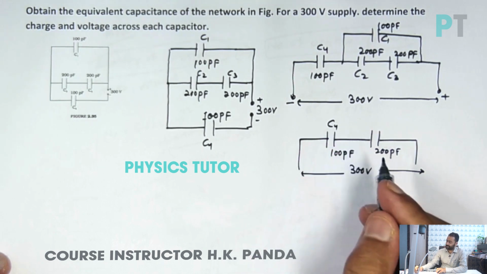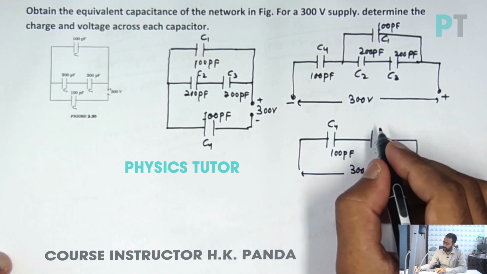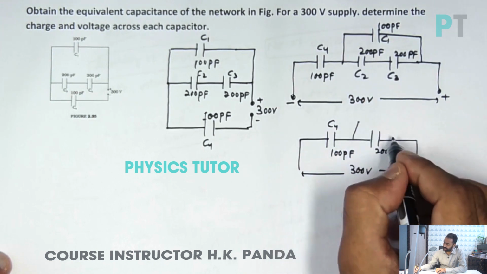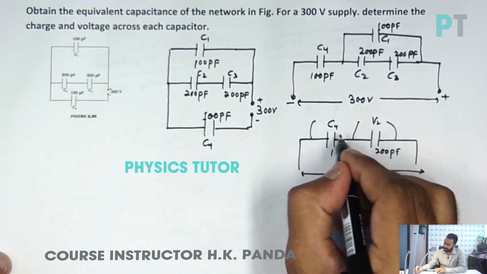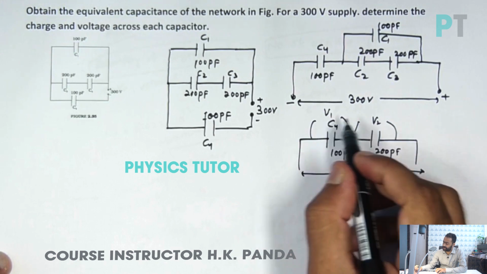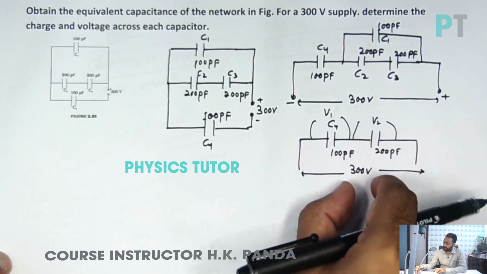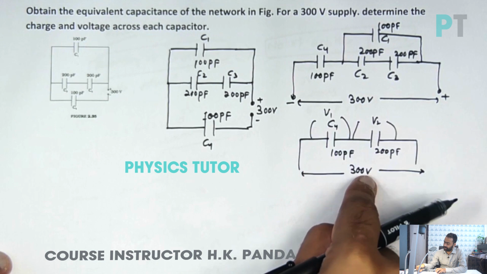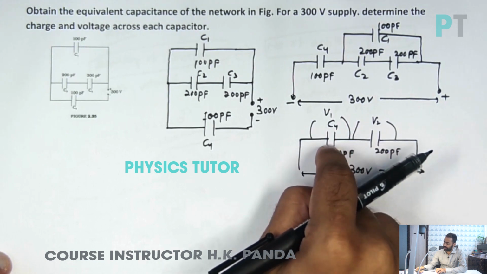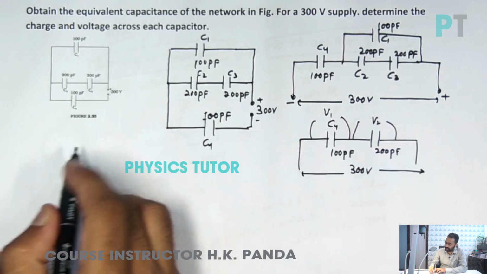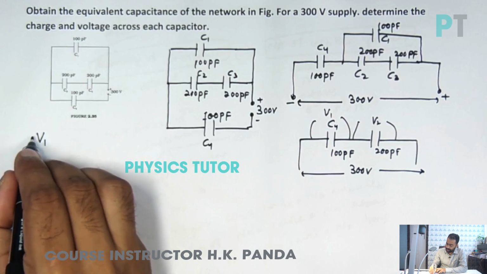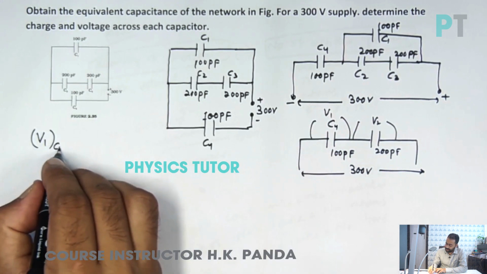Now here it is very easy to calculate. Taking the potential difference across this as V2 and the potential difference across this C4 capacitor as V1, as we know that these two parts of the circuit are in series, we can say V1 plus V2 will be 300. In case of series connection, to find the potential across any of the capacitors, we can use this expression.